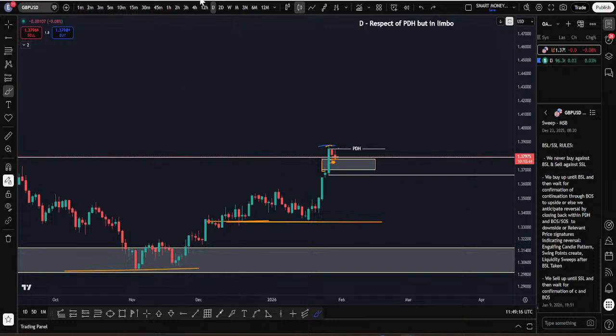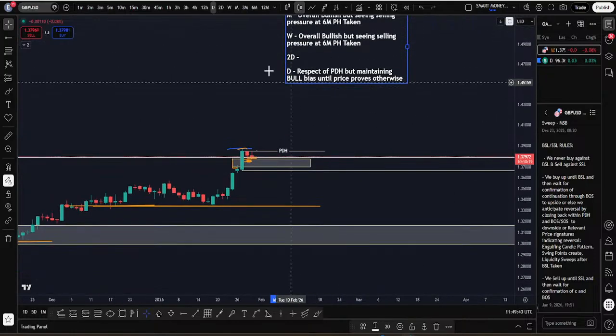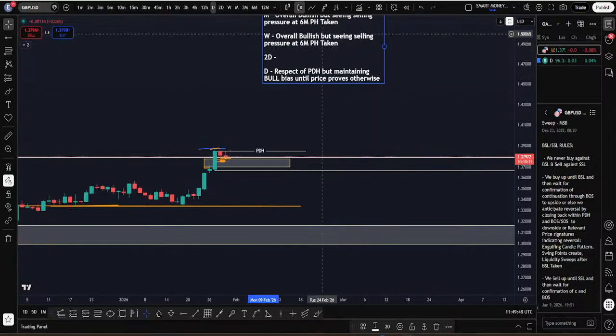So for me, price action, you've got to maintain your current overall bias, because there's nothing to suggest changing your overall bias. So for me, the daily, although it's respected previous day high, that limbo really is maintaining a bullish bias until price proves otherwise. Okay, so ultimately I'm holding a bullish bias here, right? Across monthly, weekly, 2-day, and daily, I'm holding a bullish bias.